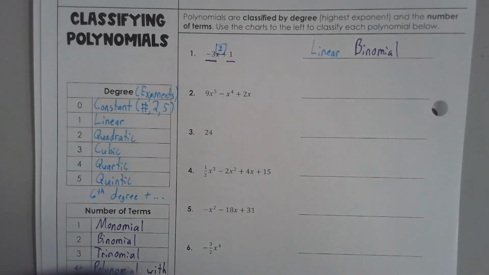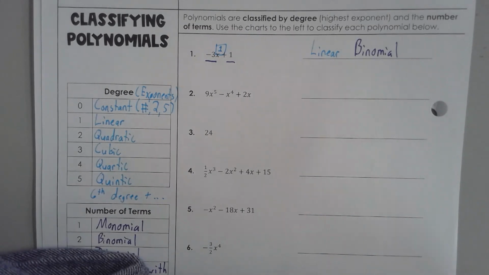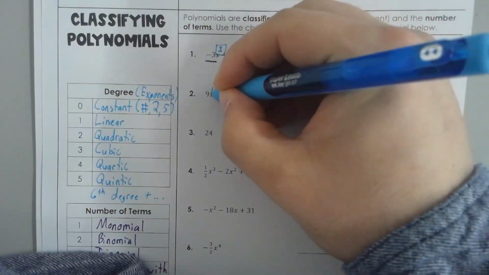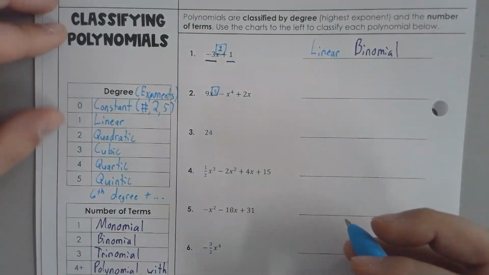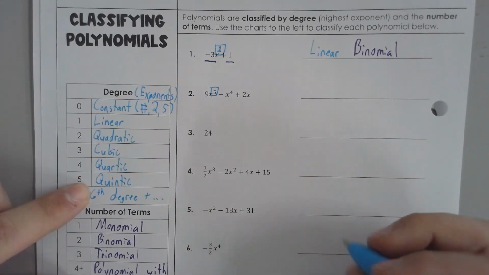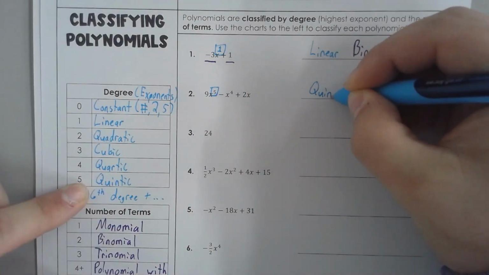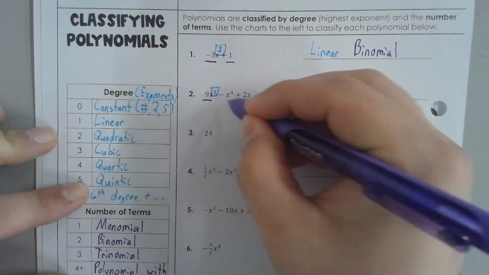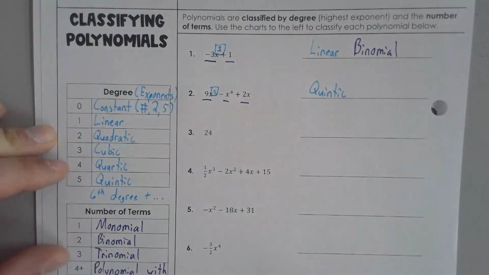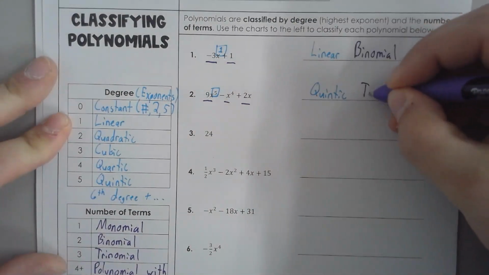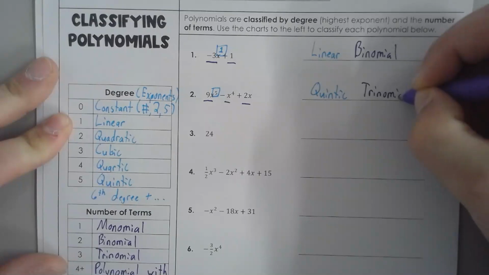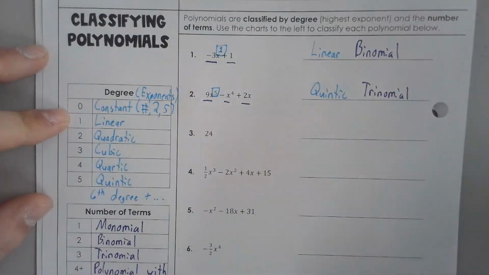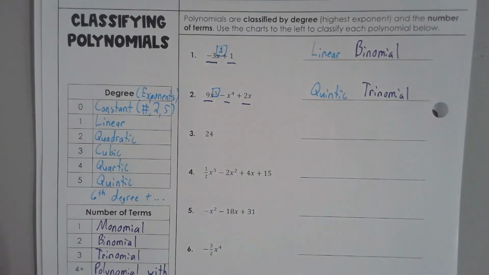What is the largest exponent that we have? What'd you say? 5, right. So 5, what's it called? Quintic. And how many terms do we have? 1, 2, 3. We call that a trinomial. Y'all playing footsie over there? So we got a quintic trinomial.